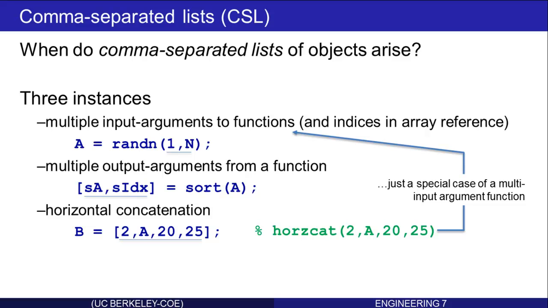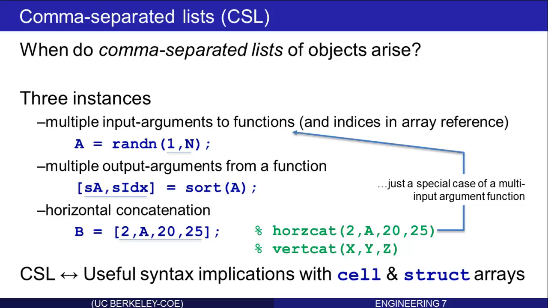And horzcat is not unique. Vertical concatenation, while it can be done with the square brackets and semicolons, can also be done through a function call. So even vertical concatenation can be performed with comma-separated lists. What we're going to learn about over the next few slides is the tight connection between cell arrays and struct arrays and comma-separated lists.